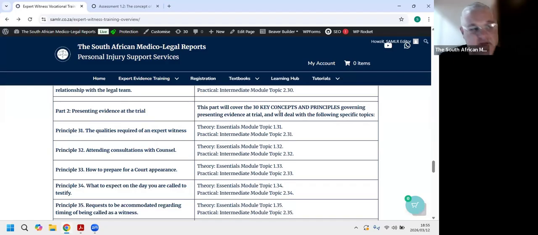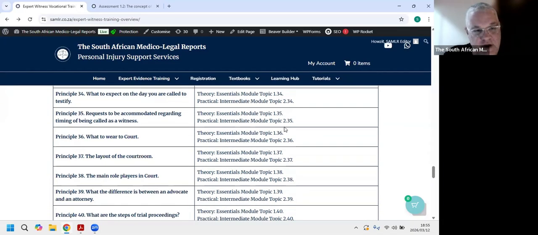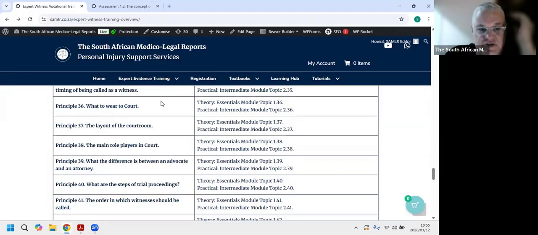I made the point earlier that there's an interrelationship between the two parts. Don't think that presenting evidence at trial is in some way divorced from your written and preparation work. It very much influences the correct way to do your preparation work, and you'll see that in detail through the program.